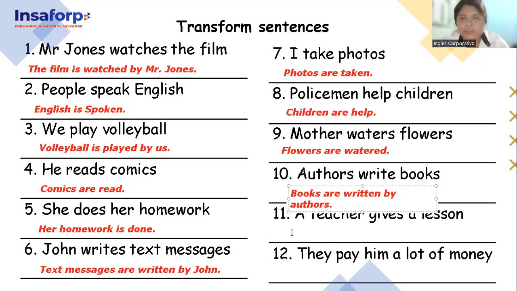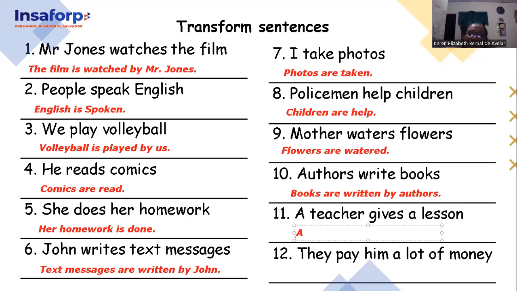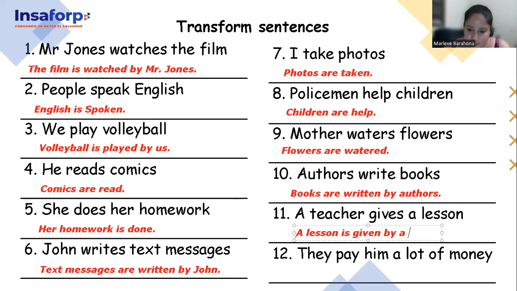Okay, a teacher gives a lesson. A lesson is... Gave? Look for the participle form. Give, given. Okay, a lesson is given by a teacher.